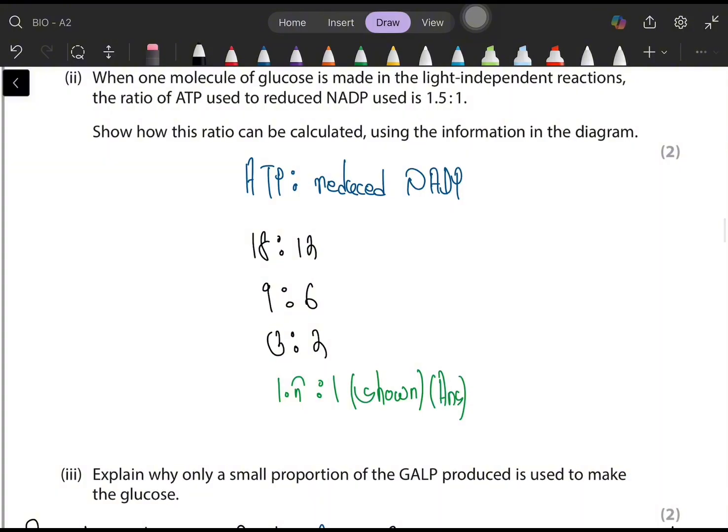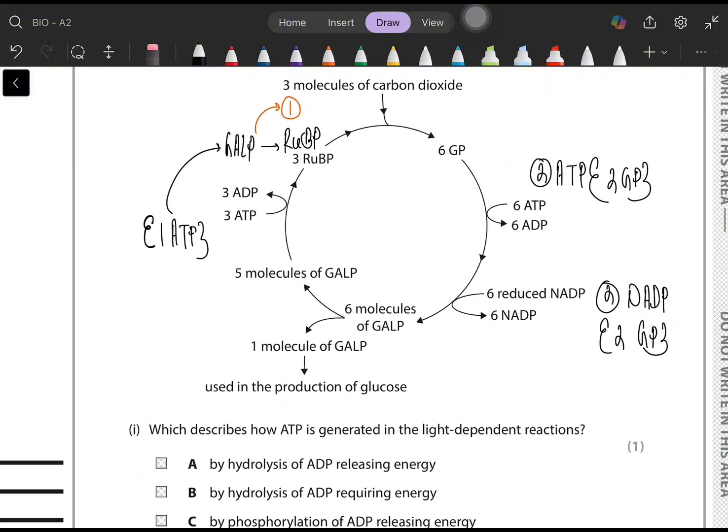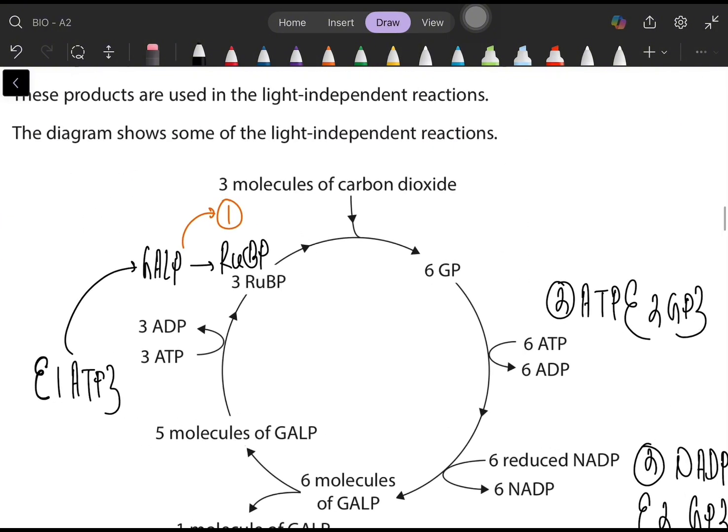Explain why a small proportion of GALP produced is used to make glucose. All right, so the first thing is that only one, let me just draw this up again in short. Only one from this GALP is used to make glucose. The other four are joined together to make RuBP, right? And the RuBP is needed to run up the what? To run up the Calvin cycle, or the process of carbon fixation, right?